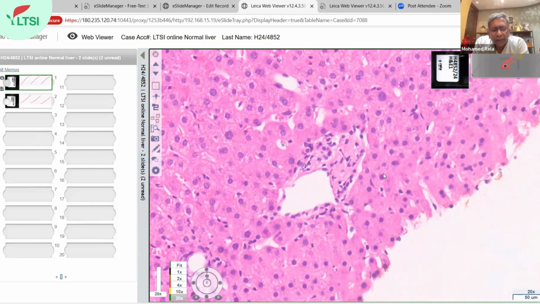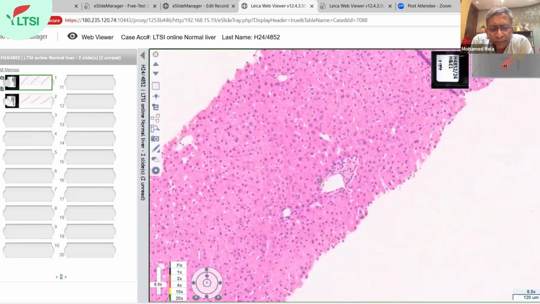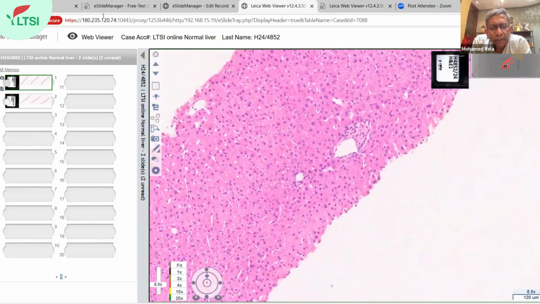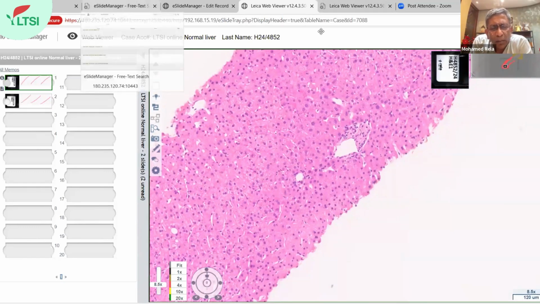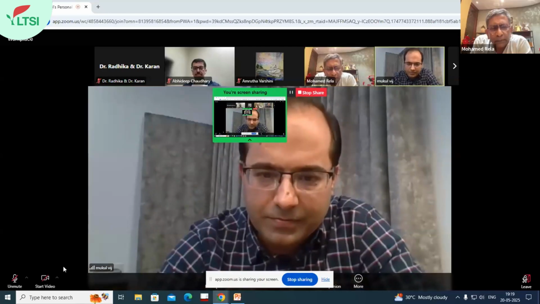Okay, that's fine. Let's go to the first case then. Is this the first case? It looks like a normal cadaver liver. We have a cadaver liver, Prof. Yeah, go on.